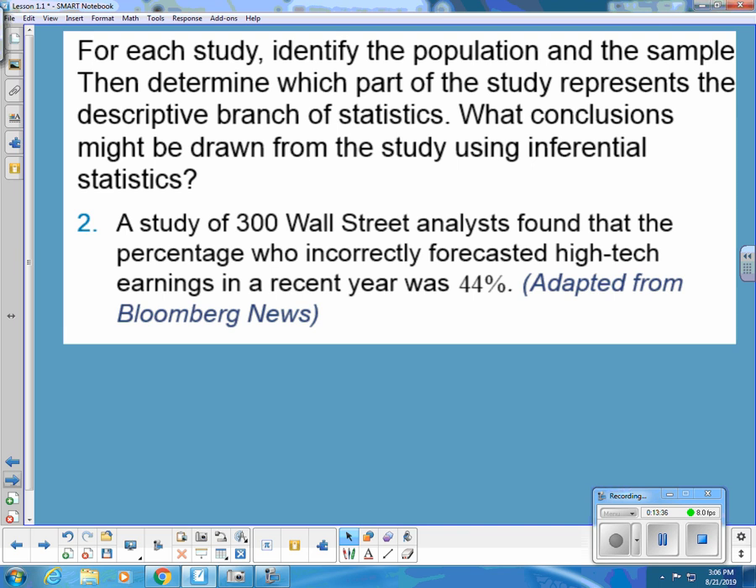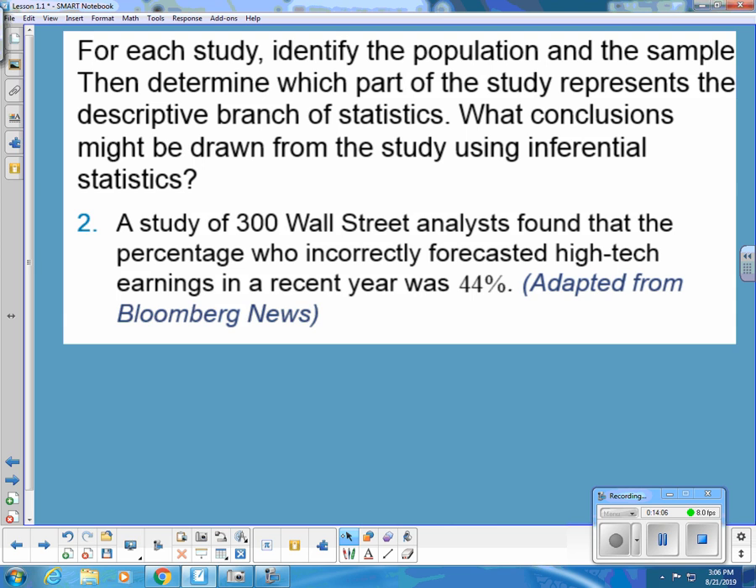Same deal here. A study of 300 Wall Street analysts found the percentage who incorrectly forecasted high-tech earnings in a recent year was 44%. So our population is all of the analysts on Wall Street. Our sample is the 300 that we actually surveyed. Our descriptive part of this is they found 44% of them incorrectly forecasted high-tech earnings in the recent year.